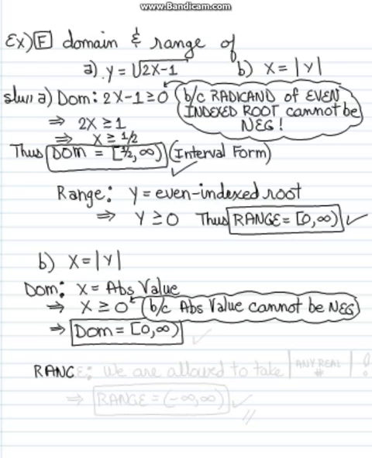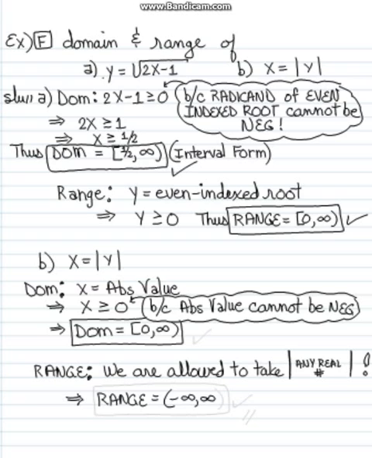Now the range, what about the y value? Well, there's no restriction on what you're allowed to take the absolute value of. As long as it's a real number, it'll work. So we're allowed to take the absolute value of any real number. So there's no restriction on what y can be. y is inside the absolute value bars. It's any real number from negative infinity to positive infinity. And of course, we put round brackets on the infinities because they're not real numbers. And we're finished.